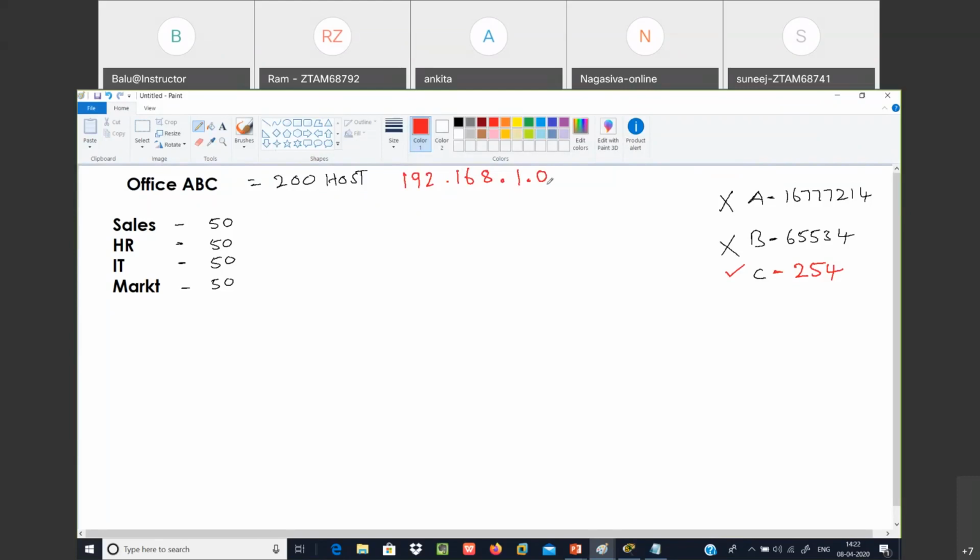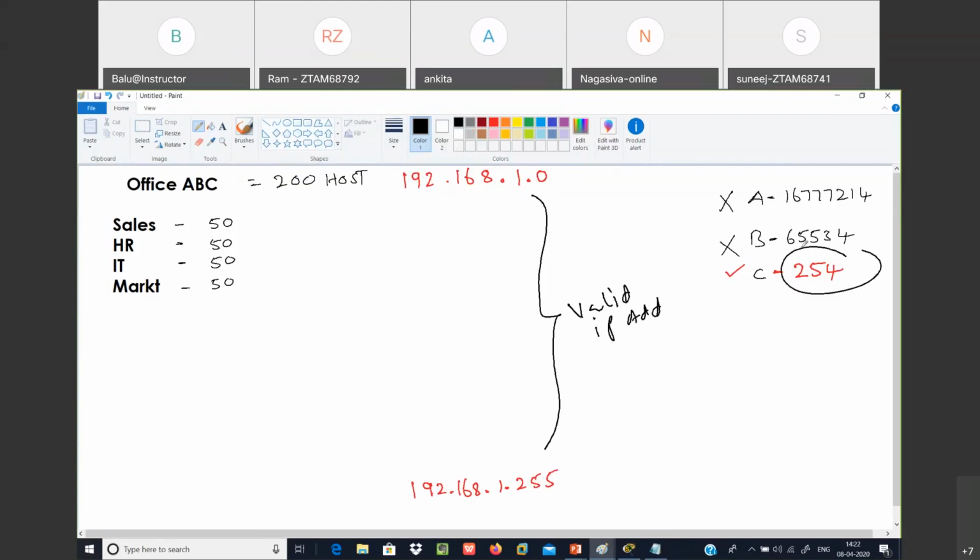Now 1.0 is the network ID. So what will be the broadcast ID of this network, guys? 192.168.1.255 is the broadcast ID. In between the network ID and broadcast ID, all are valid IP addresses. How many valid IP addresses are available? 254, right? Okay, perfect.